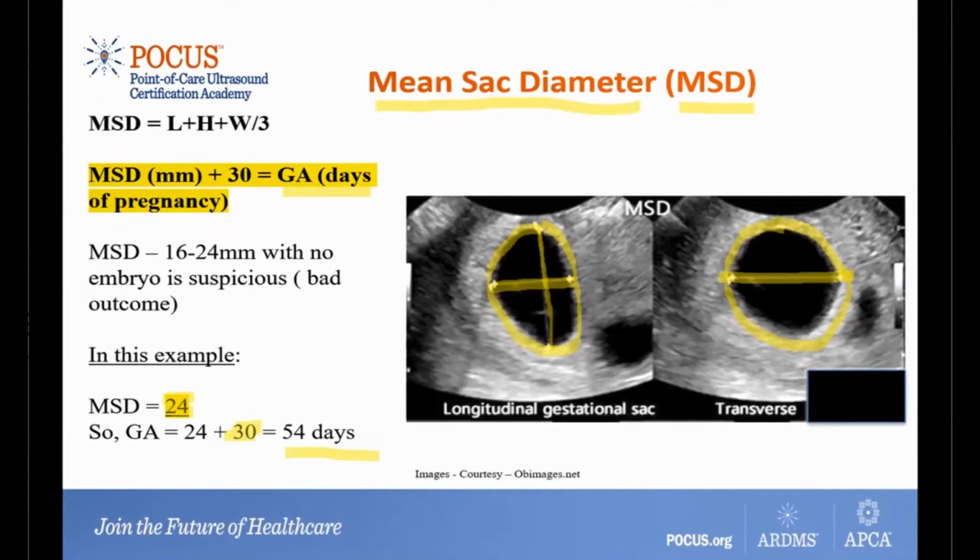Keep in mind that the MSD is from 16 to 24 with no embryo seen within it, and when you scan through, from cephalad to caudad and also side to side, that would be suspicious for a bad outcome.